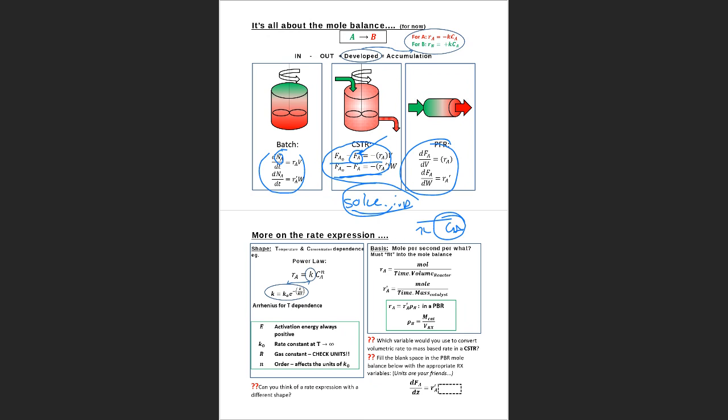Why do we want the concentration? Why are we so stuck on translating our mole balances into a concentration? Can anybody tell me? Why do we want concentration in our mole balance? Anyone? Typing or words? It's easily measurable, right? Okay. But why do we need it? A flow rate is just as measurable.